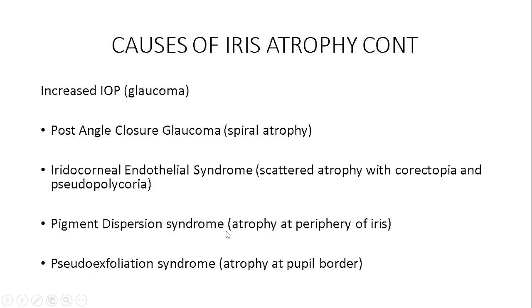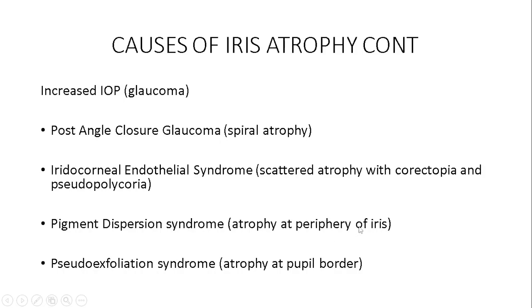Now let's look at increased intraocular pressure, or glaucoma, causes of iris atrophy. It may come as a result of post-angle closure glaucoma, giving what we call spiral atrophy. It can also come as a result of iridocorneal endothelial syndrome. In that case, you have scattered atrophy of the iris with corectopia and pseudopolycoria. When we talk about corectopia, it means that the geometric center of the iris where the pupil must be placed is not there anymore. The pupil has been placed outside the geometric center of the iris. That's known as corectopia.